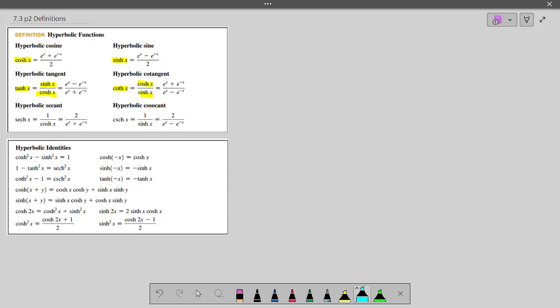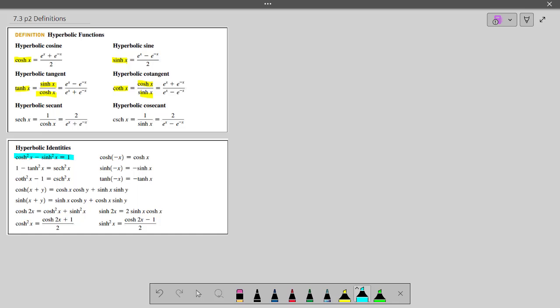Now we come down here. With the circulars, we've got the primary Pythagorean identity, sine squared plus cosine squared is 1. Like that leads to all the identities. For the hyperbolics, you have a comparable identity, but it's a little different. Cosh squared minus sinh squared is 1. So that is the fundamental identity for hyperbolics.